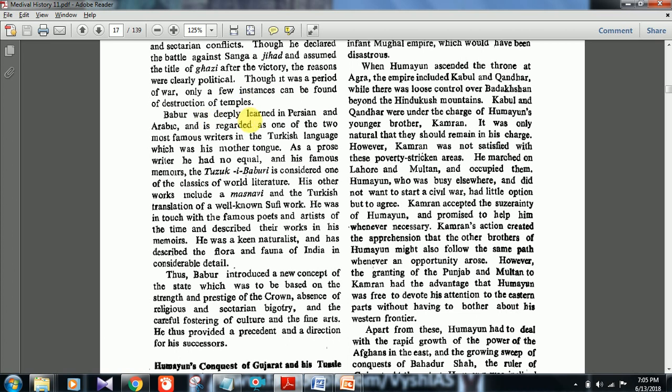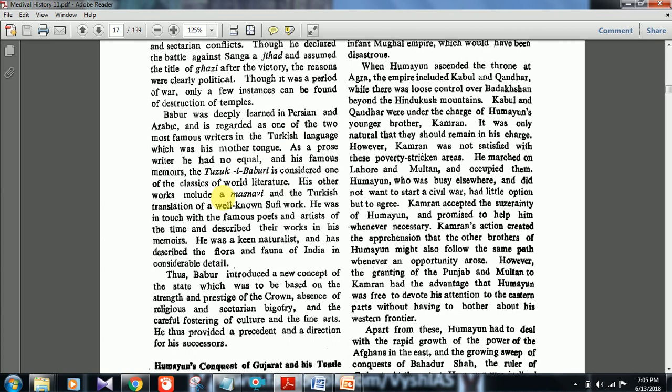Babur was deeply learned in Persian and Arabic and is regarded as one of the two most famous writers in the Turkish language, which was his mother tongue. Okay, this also is important. UPSC will take a statement and simply put Persian language instead of Turkish. They will put Persian, so you should know. As a prose writer, he had no equal, and his famous memoirs, the Tuzuk-i-Baburi, is considered one of the classics of world literature. Okay, Tuzuk-i-Baburi, Turkish language.